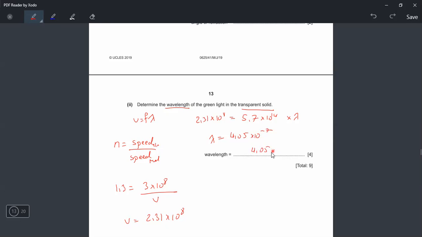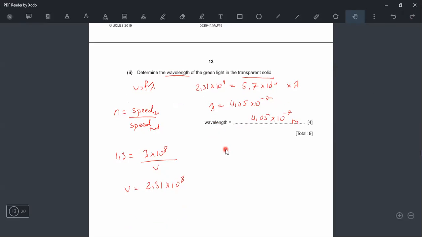Mind you, a question like this has multiple approaches. There are other ways to get the answer. They're all fine. This is just one of those ways. Moving on.